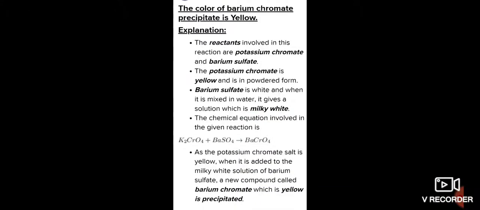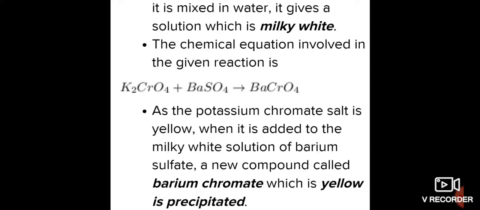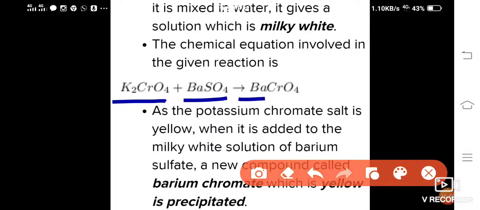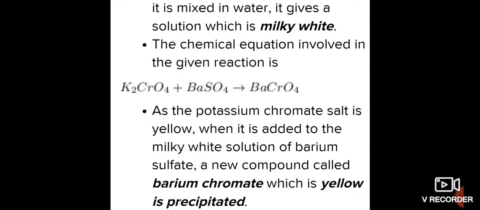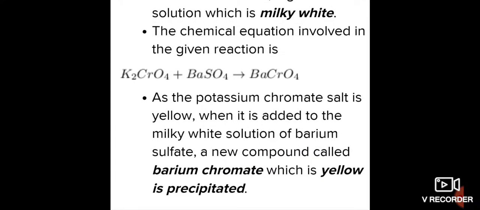The chemical equation involved in this reaction is K2CrO4 plus BaSO4 will form BaCrO4. As the potassium chromate salt is yellow, when it is added to the milky white solution of barium sulfate, a new compound called barium chromate is formed, which is yellow and is precipitated. So here a new compound called barium chromate is formed.